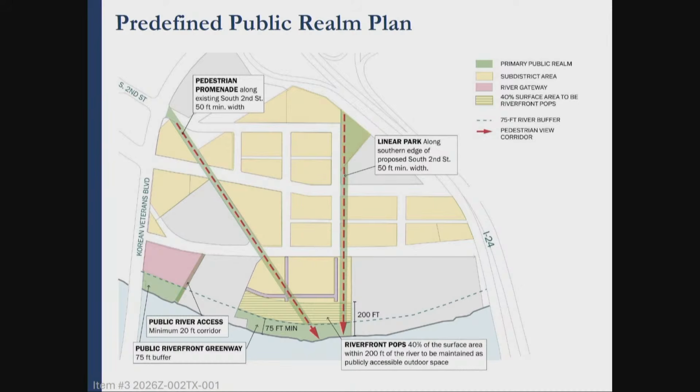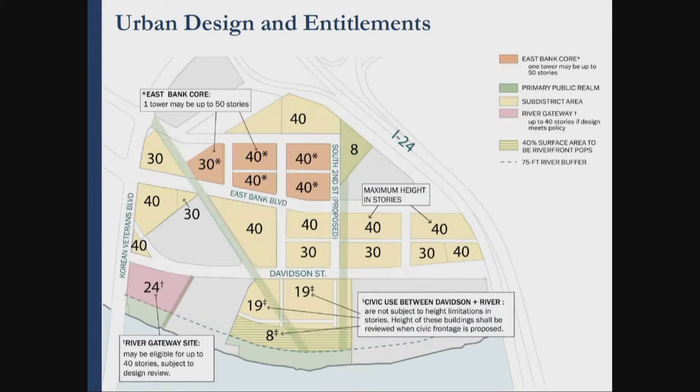There is a predefined public realm plan that is included within the East Bank subdistrict. And what this does is it indicates various public access elements, including a linear park, the greenway, again, as I mentioned, and then additionally some riverfront POPs. And what that means is privately owned public space. And so the larger of the 2 sites that you see along the river is required to set aside a certain percentage of that site for publicly accessible open space. That's in addition to the greenway easement area.